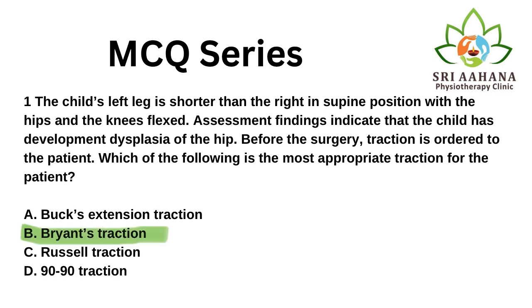The correct answer is B. Bryant's traction. It is the most appropriate traction for a patient with developmental dysplasia of hip. This traction helps keep the top of the femur in the hip socket.